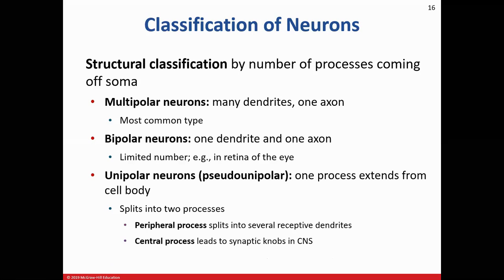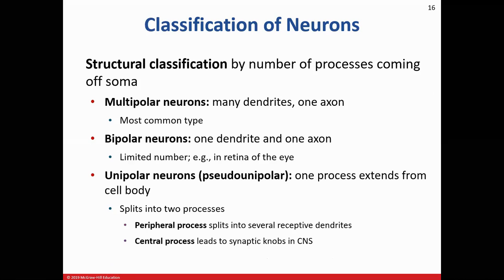So now how do we classify neurons based on their structure? So we classified neurons based on their function, whether they were sensory or motor. But now we also look at the structural classification, and we do this by the number of processes that come off of the cell body.